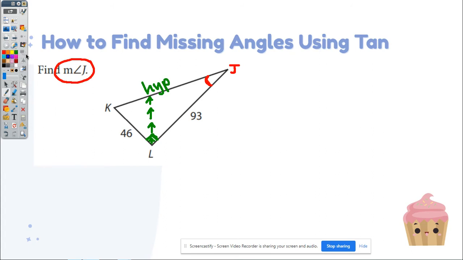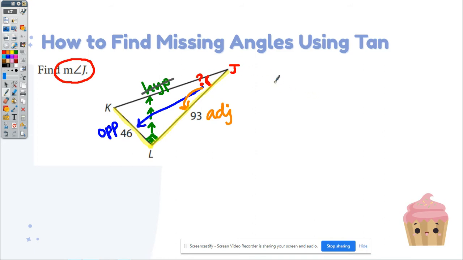All right, the next thing I'm going to label is far away from J. That KL is going to be known as opposite. After that, there's one more thing I have to label. I have to label the only side I haven't labeled, which is JL. So that must be adjacent. Okay? They want us to find angle J. So I'm going to put a question mark. So if they want you to find an angle, you must have some information that will help you. In this case, I have a 46 for opposite and a 93 for adjacent. And the one that is not that helpful is your hypotenuse.